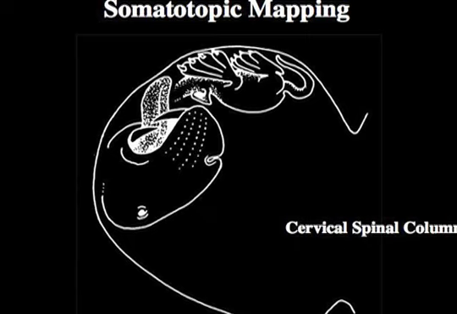The other thing to say is that we can see somatotopic mapping at almost all levels within the central nervous system. So here is the cervical spinal column of a rat, and you can see that across the sensory pathways within that cervical spinal column, the information is ordered in the same way as the body is ordered.